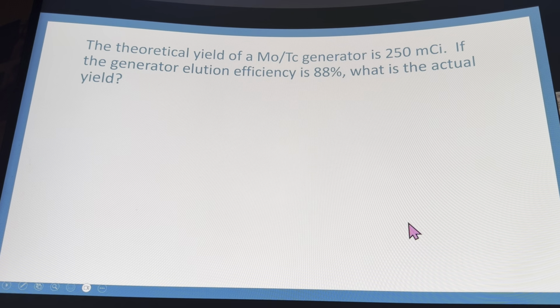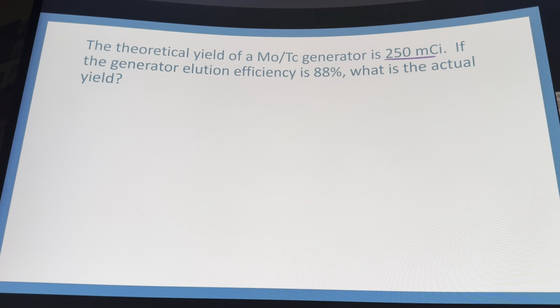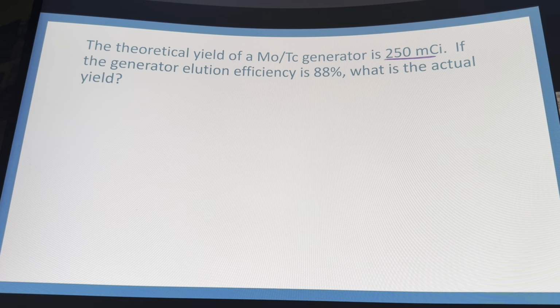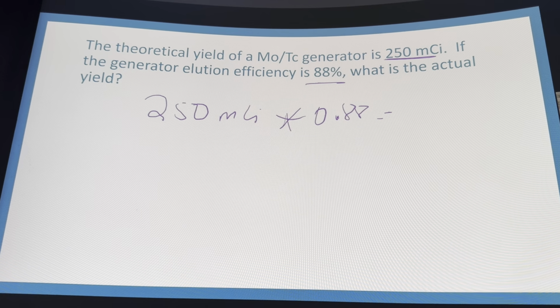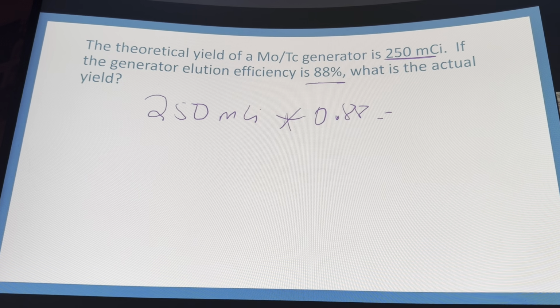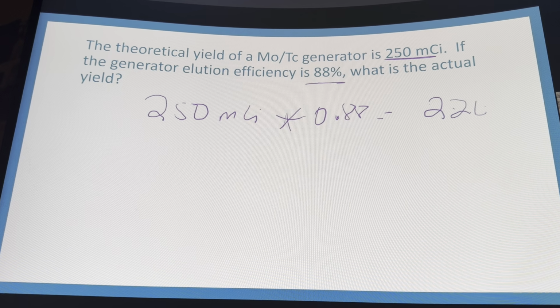That's the easy one, actually. Theoretical's hard, actual's easy. Theoretical yield is 250 millicuries. I think I have 250 millicuries in that generator. My elution efficiency is 88%. What is my actual yield? 250 millicuries times 0.88. We know it's going to be smaller because you're going to get less activity out than what you think is in there. So if you divide it and you get a higher answer, you know you did it wrong. 250 times 0.88 is 220 millicuries.